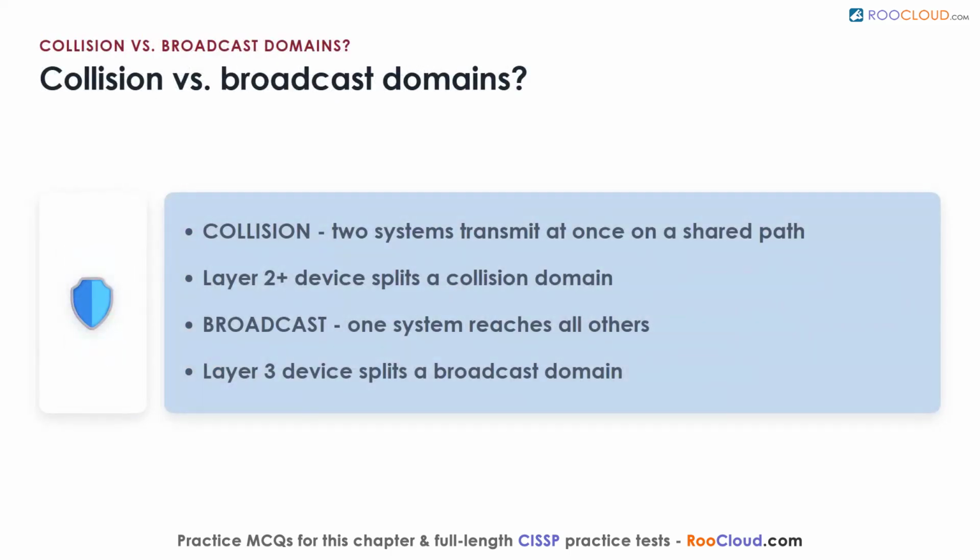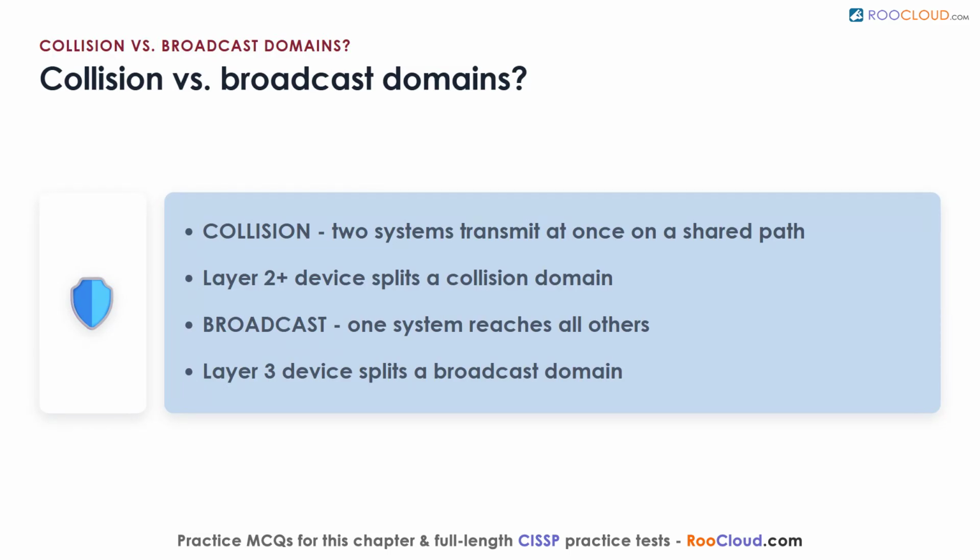Why do collision and broadcast domains matter here? Because the device you choose decides how chatter spreads. A collision happens when two systems transmit at once on a shared path, and the collision domain is the group of systems that could clash that way. Any device at the second layer or higher splits a collision domain. A broadcast is one system reaching all others, and the broadcast domain is everyone who hears that shout. It takes a third layer device to divide a broadcast domain. So the smarter the device, the more it contains the noise. Picture a crowded room.